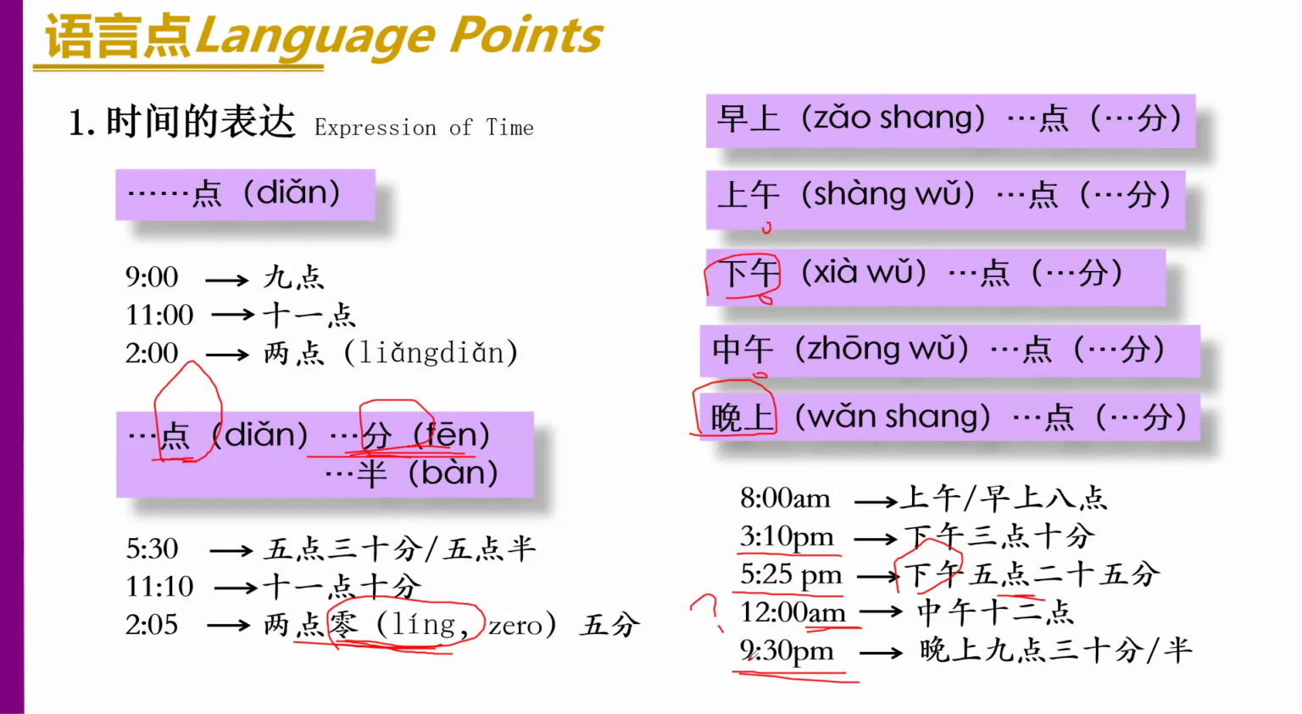9 o'clock, 9. 9, ma'am. 6 is 6. Okay, 9, ma'am. 9点. 9点30分. What's the other way to express the time? We can 9:30. 9:30, how to say it? How to say it? Half in Chinese. Half.